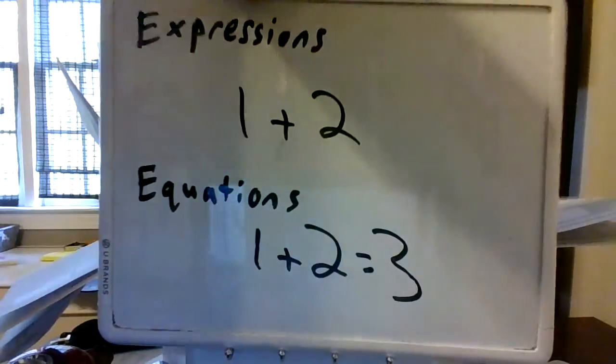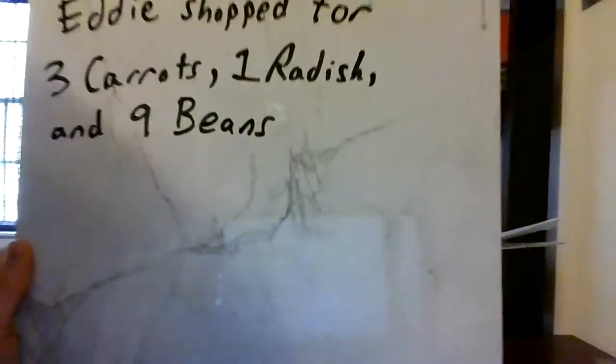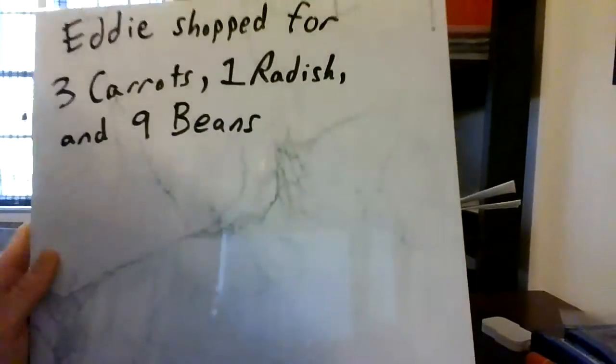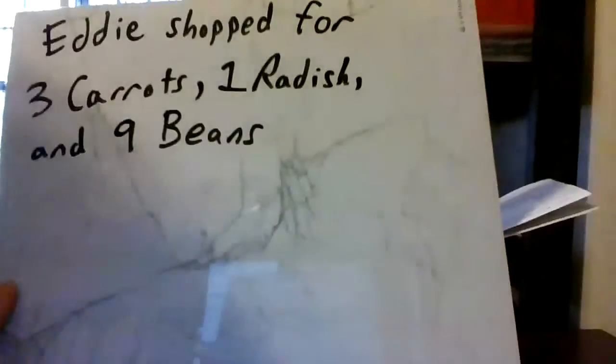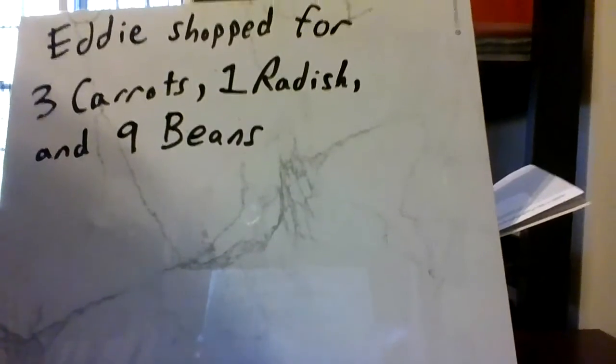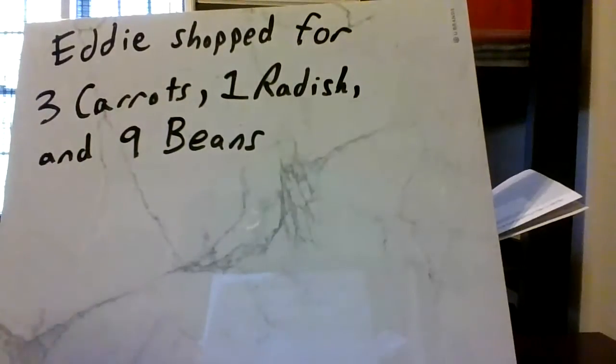Now we're going to talk about how to combine like terms and how to set them up with variables and coefficients. Let me scoot this back a little bit here. Alright, so let's say that Eddie shopped for 3 carrots, 1 radish, and 9 beans. And we wanted to create an expression about what he really got. Well, first things first, I don't want to write carrots and radishes and beans every time, so I'm going to do what's called create the variables.